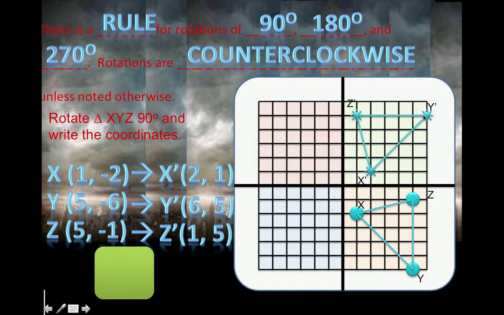Okay, make sure you're being very careful when you graph these in your notes that you have them correct. Make sure you count the number of spaces and get them all on there correctly. I'm going to give you some time to copy this down, and I also want you to look at this here. Look at what happened from X to X prime, Y to Y prime, Z to Z prime, and see if you can figure out the rule.